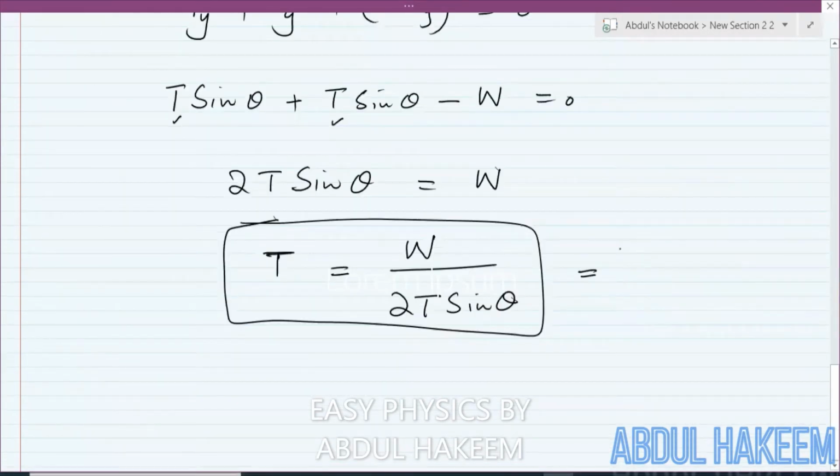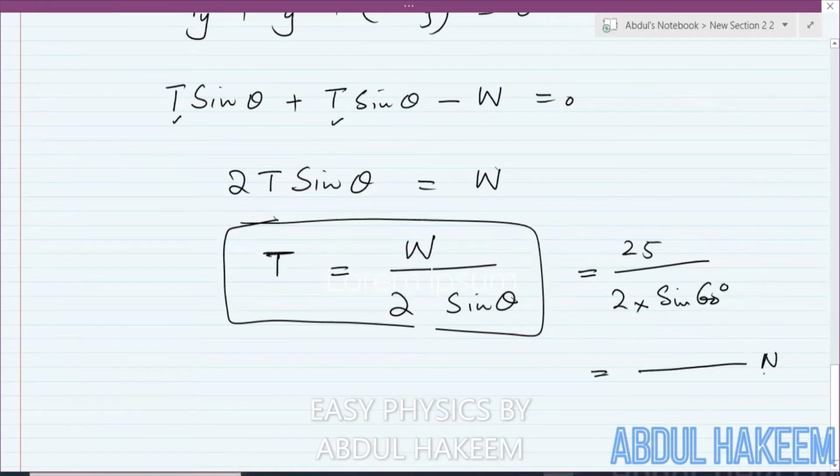T is equal to weight 25. Sorry, this is 2 sine theta, okay? Because tension is here, so W divided by 2 sine theta. So 25 divided by 2 times sine of 60 degrees, we will calculate this, and this will be the answer for the tension for each. So this is the formula to calculate the tension.